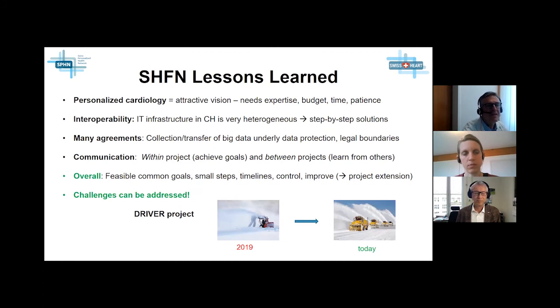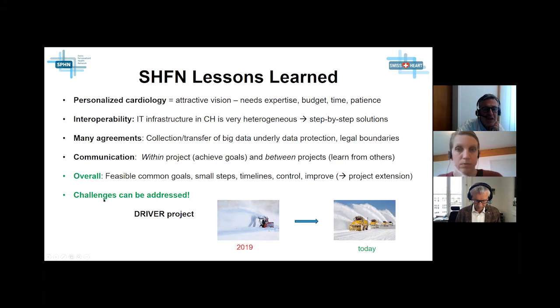Now, what are the lessons we have learned? Personalized cardiology is an attractive vision that needs a lot of expertise, but also needs budget, time, and patience, we learned. Interoperability is in the federal Swiss system a big issue. The IT infrastructure in Switzerland is very heterogeneous, and we have to go step by step. We learned that many agreements have to be signed to make sure that collection and transfer of the big data goes legally and ethically sound.